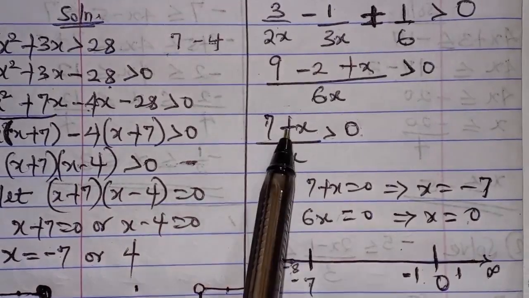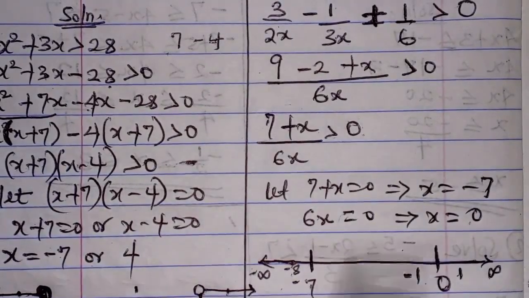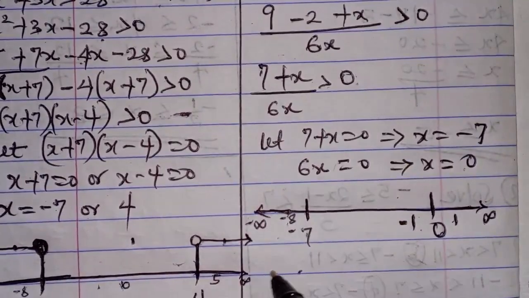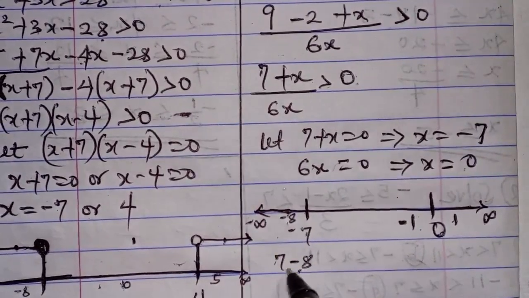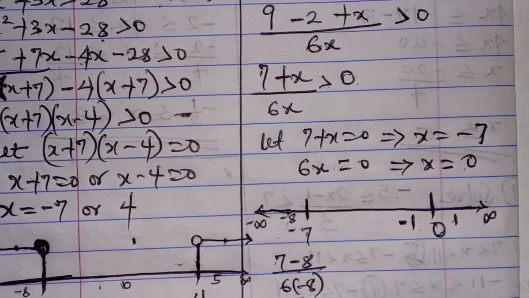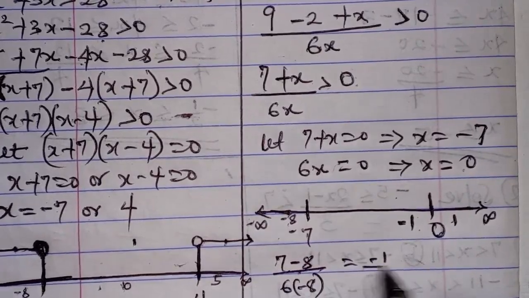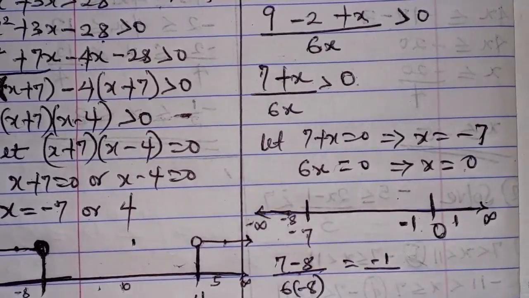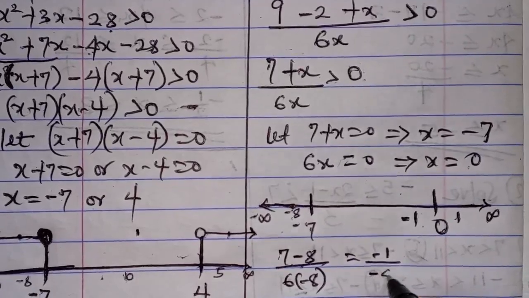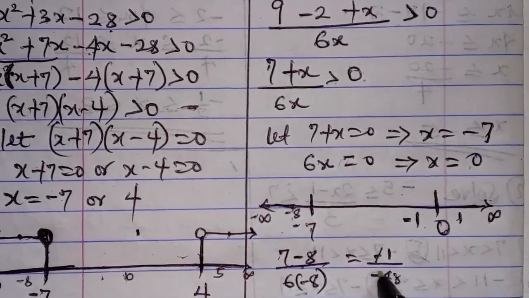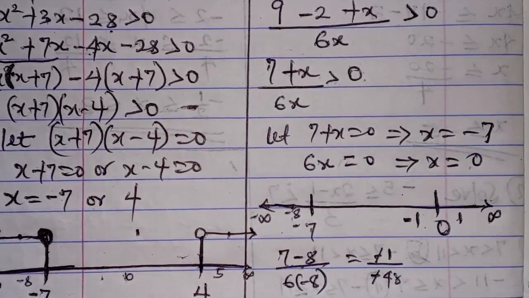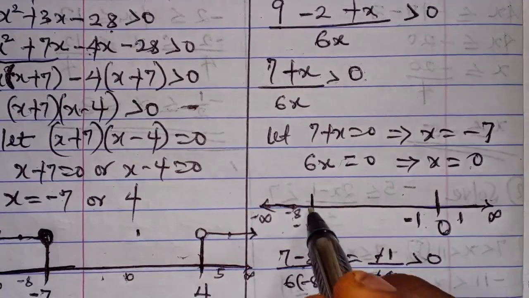If I plug in minus 8 here, it will be 7 minus 8 all over 6 times minus 8. 7 minus 8 is minus 1. 6 times minus 8 is minus 48, right? If minus cancels minus, we have 1 over 48, and this is greater than 0 because it is positive. So this region will satisfy it.